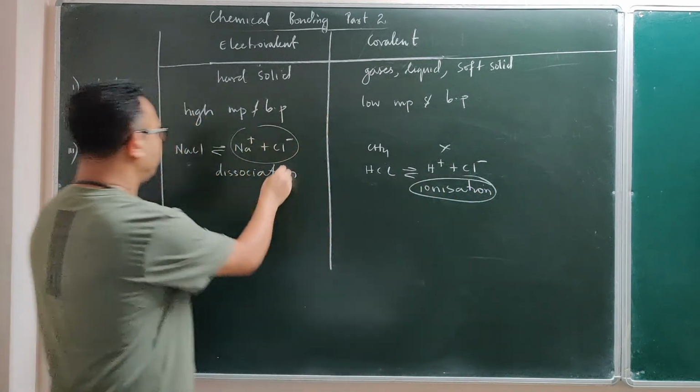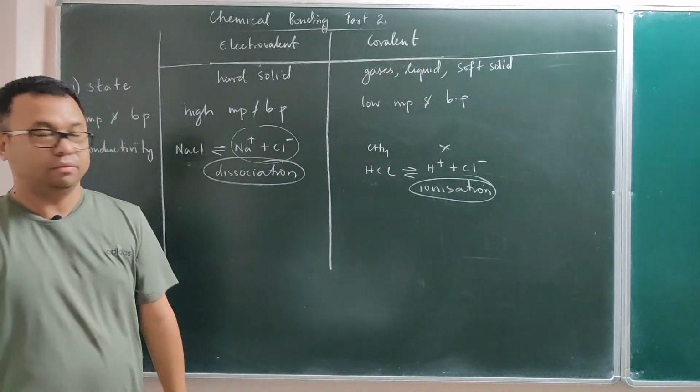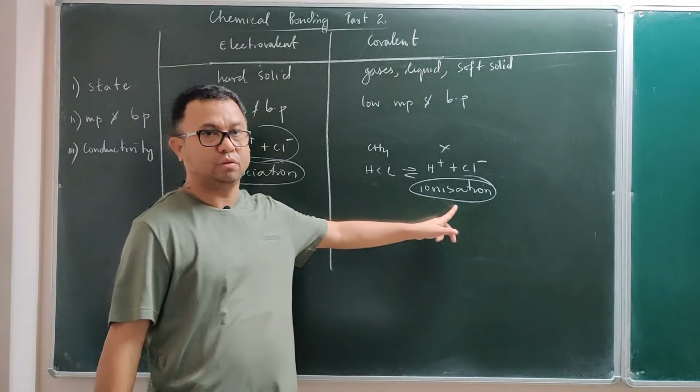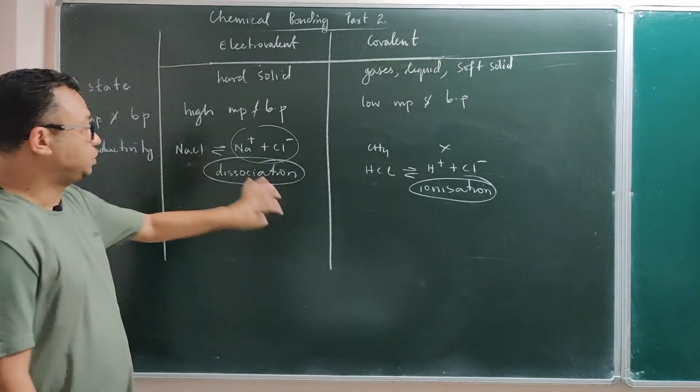These two terms are very important in your electrolysis chapters which are yet to come. Maybe in the 4th or 5th chapter that you have is electrolysis. Ionization is used for polar covalent compounds, whereas dissociation is used for electrovalent compounds.